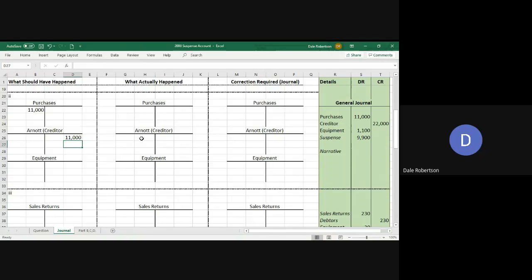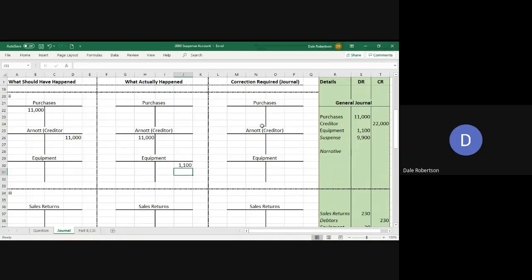So you have to follow the question's instructions here because it's not logical. It says that it's been entered on the incorrect side of Arnott's account. So in fact, they put 11,000 on the debit side here, and it has been credited as 11,000 in equipment. Of course, it's not equipment at all, so it shouldn't have been anywhere near the equipment account. Now, how do we correct this?